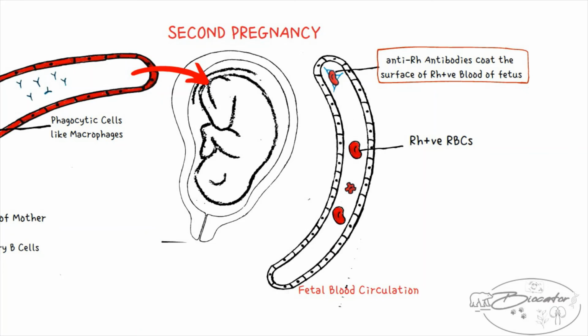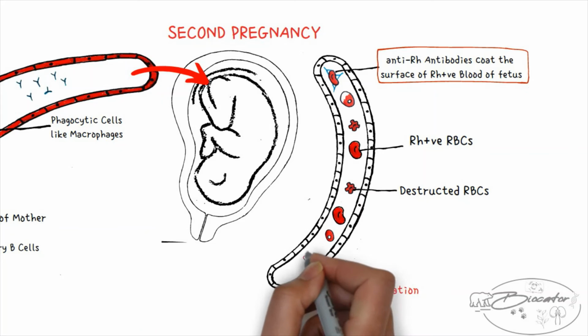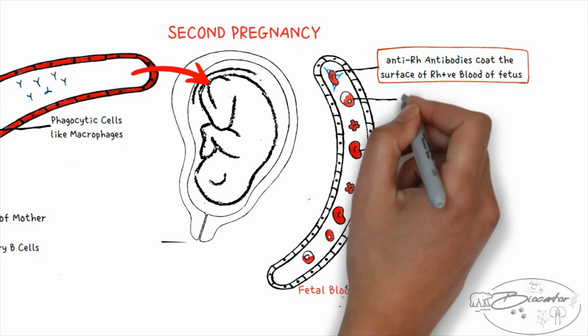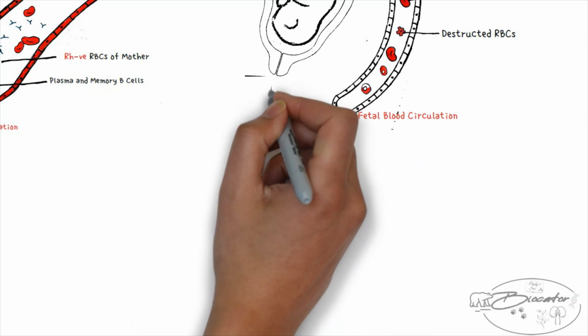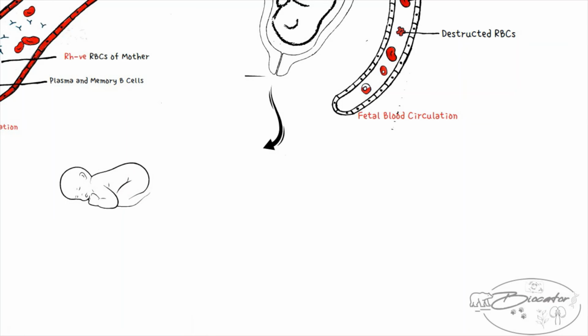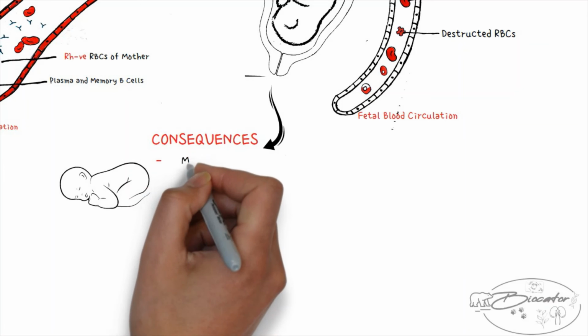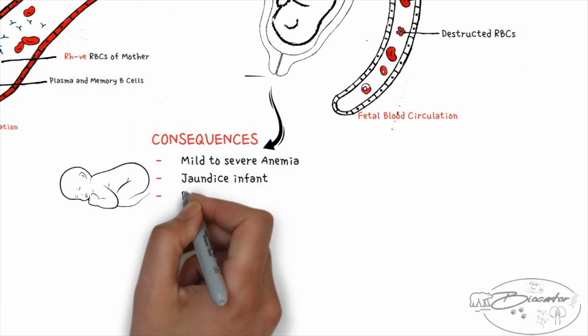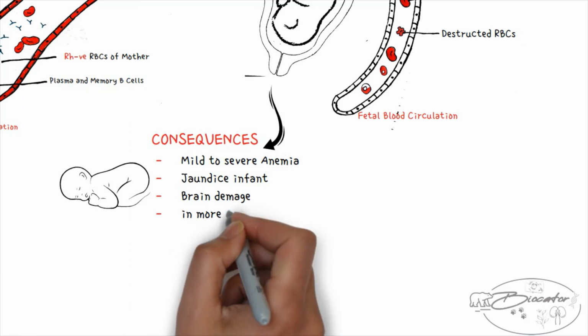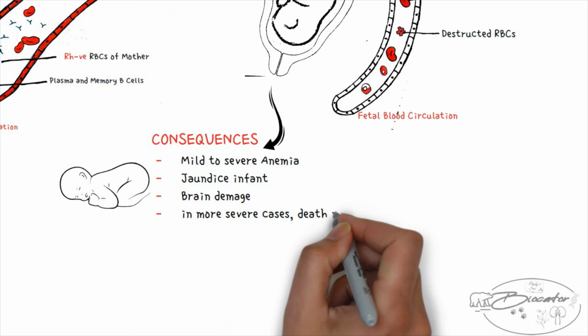So in fetal circulation, we see damaged or destroyed red blood cells, and along with those we also see immature nucleated red blood cells. These immature red blood cells are known as erythroblasts. So this condition is known as erythroblastosis fetalis. After birth, the child will experience the symptoms. Depending on the amount of antibodies involved, the child will have mild to severe anemia, and due to the breakdown of red blood cells and absorption of the bile in the blood, the child shows the symptom of jaundice, brain damage, and in more severe cases, death may occur.